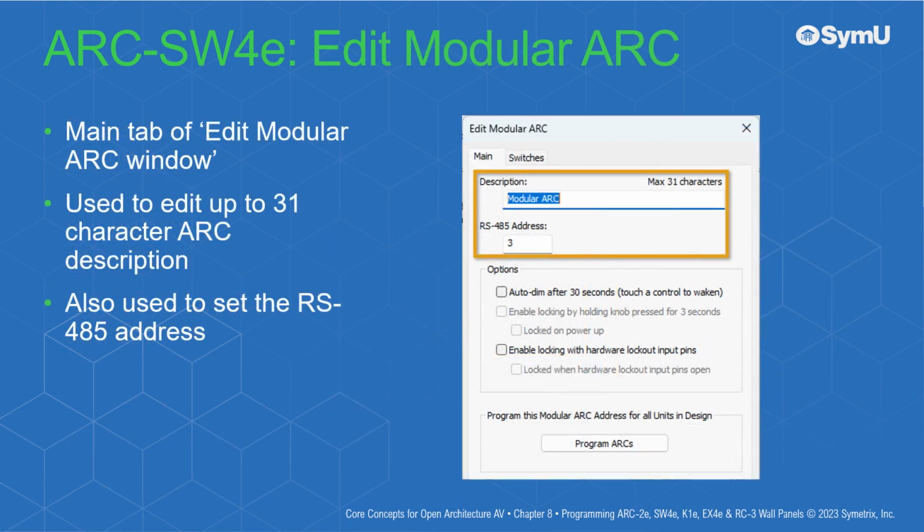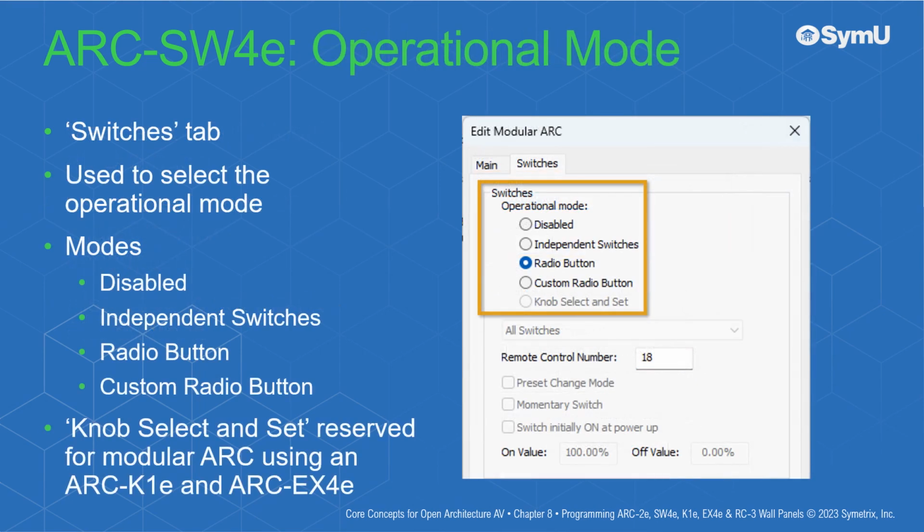The main tab of the Edit Modular ARC window is used to edit up to 31 characters of the description of the ARC. It is also used to set the RS-485 address in Composer. The Switches tab is used to select the operational mode of the ARC-SW4E. The different modes are disabled, independent switches, radio button, or custom radio button. Knob select and set is reserved for a modular ARC using an ARC-K1E and ARC-EX4E, which will be explained later in this chapter.